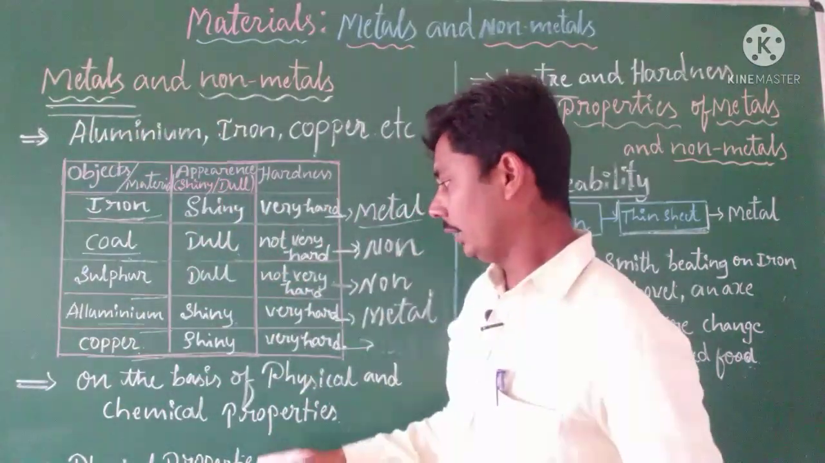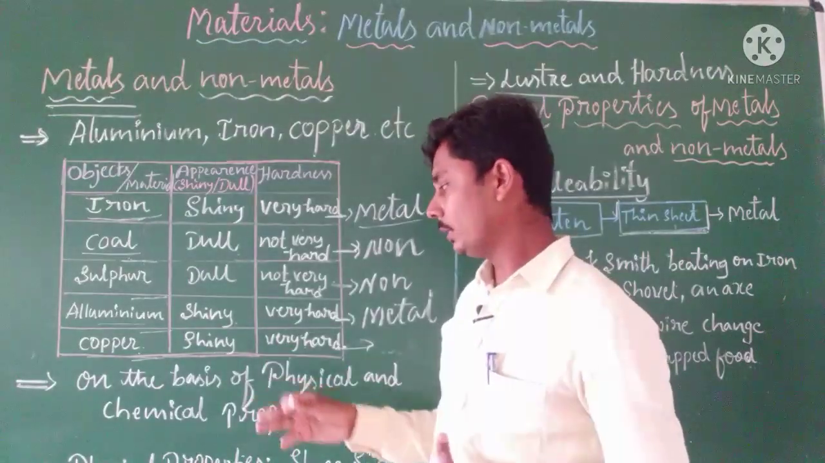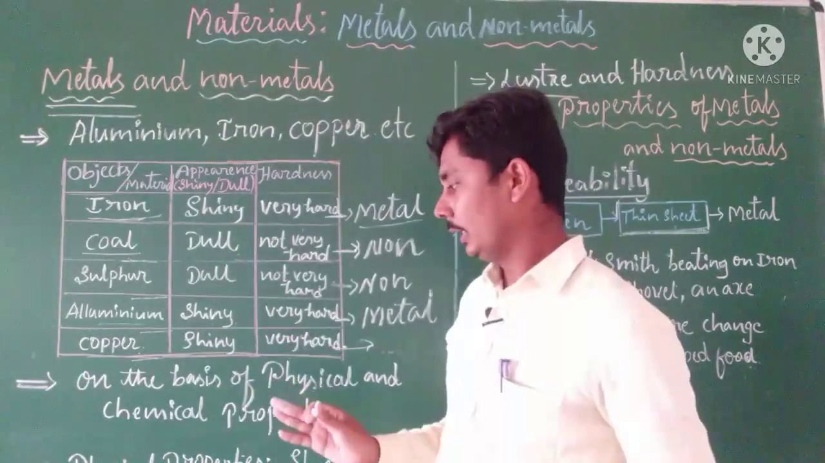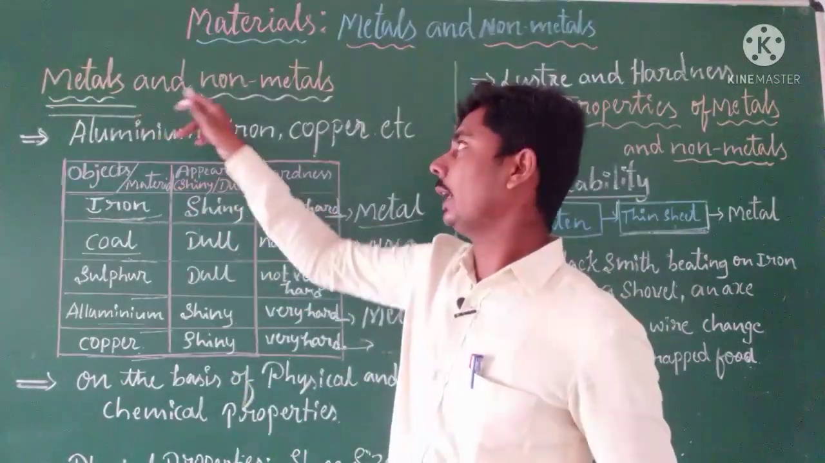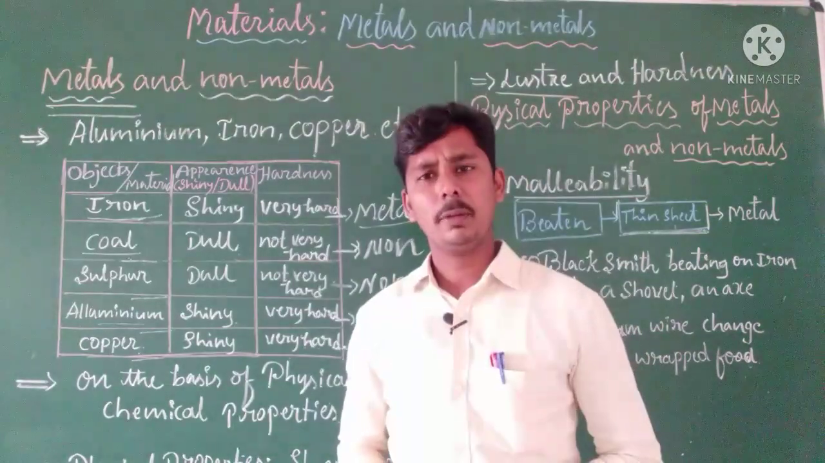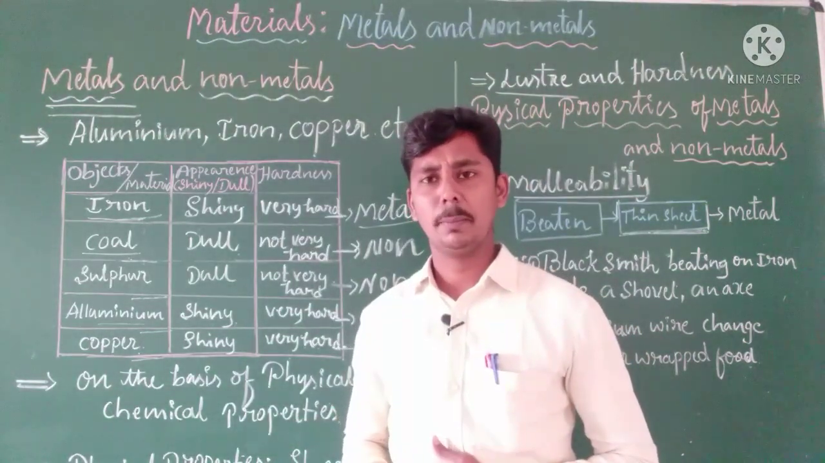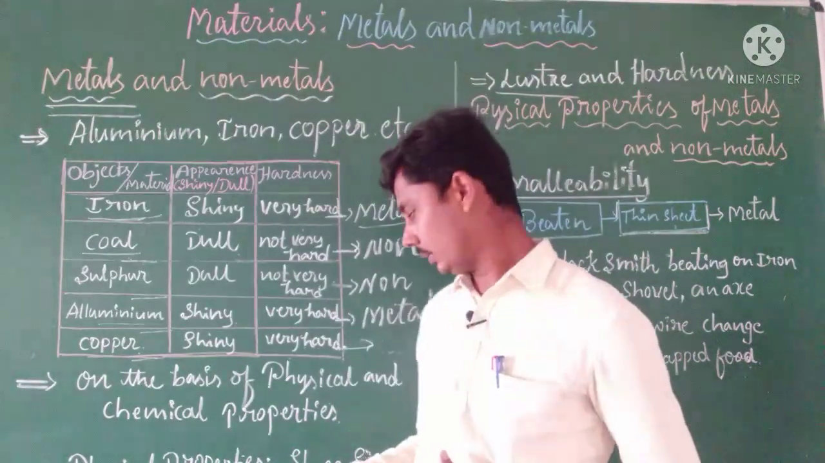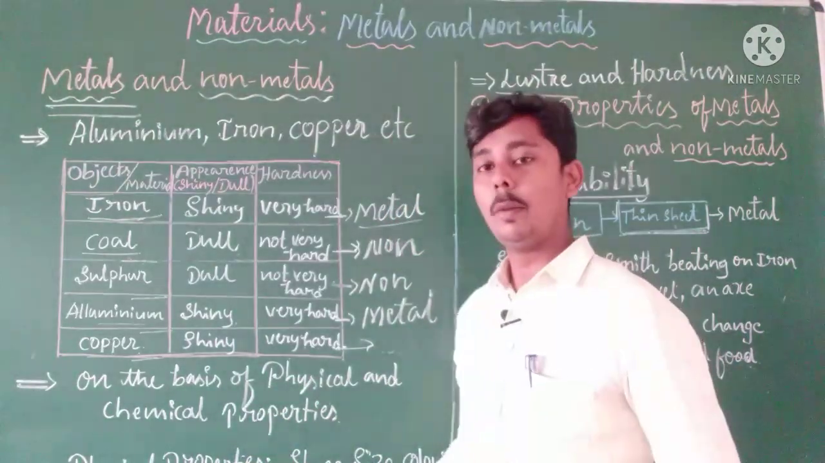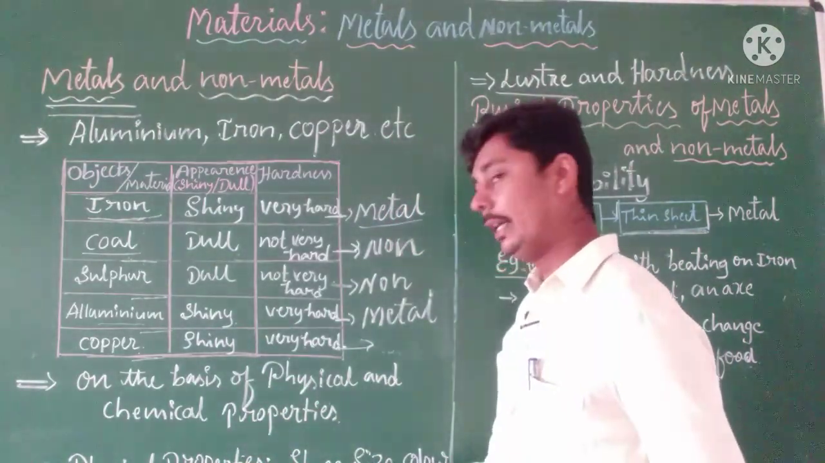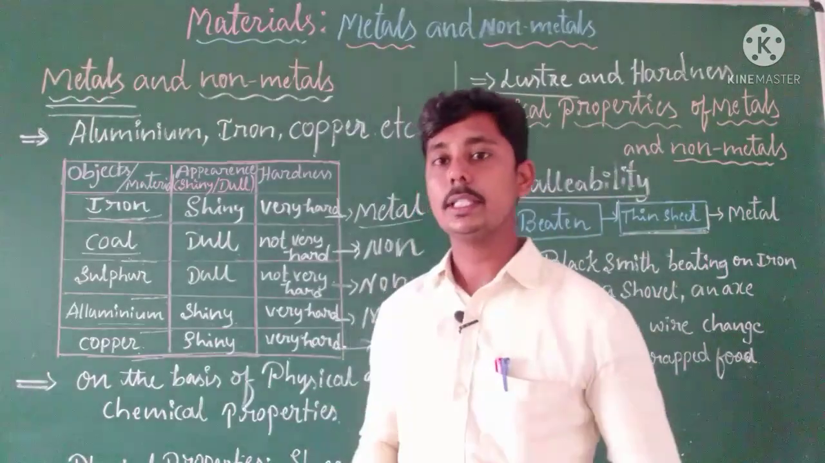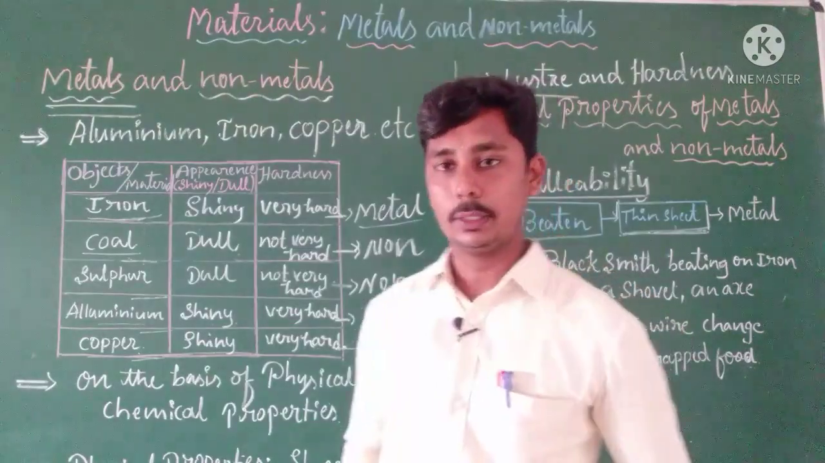On the basis of the physical properties and chemical properties, we can divide materials into metals and non-metals. What is the meaning of physical properties? Physical properties means properties like shape, size, and color. These are the physical properties.